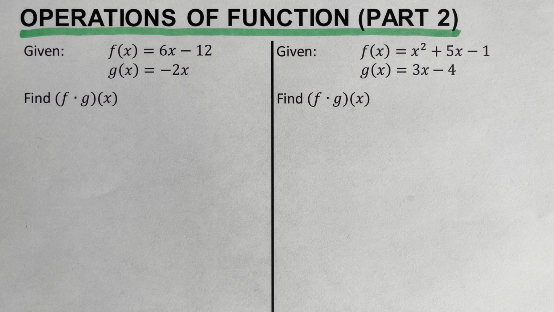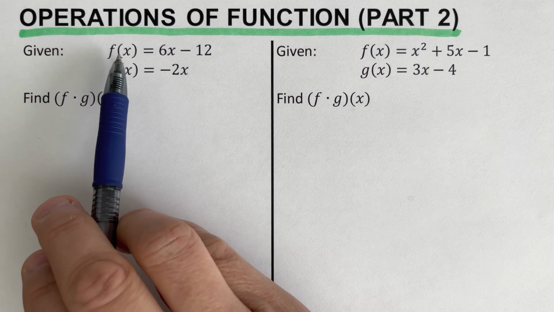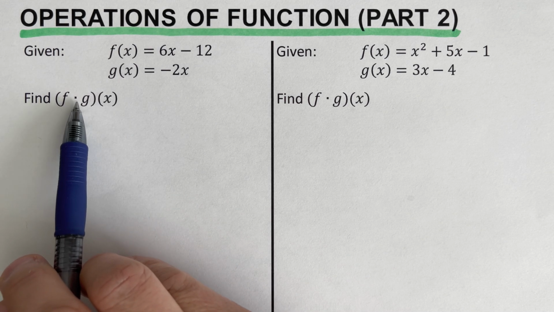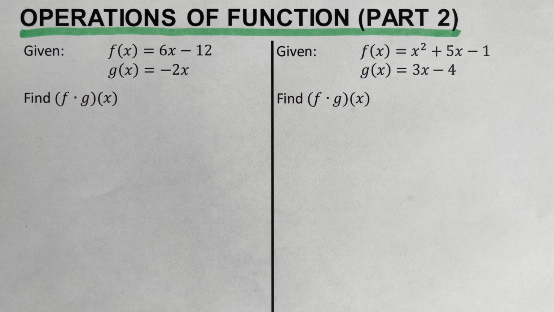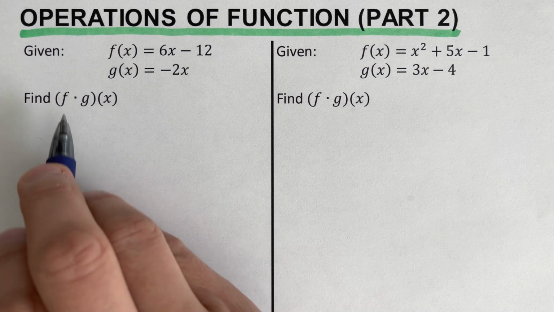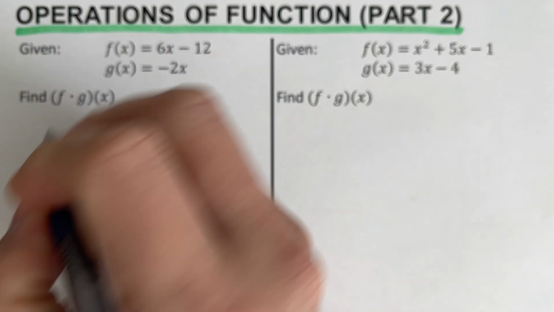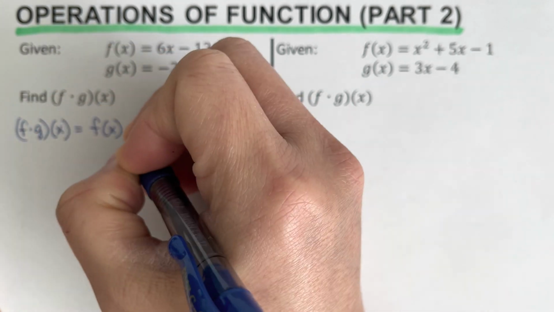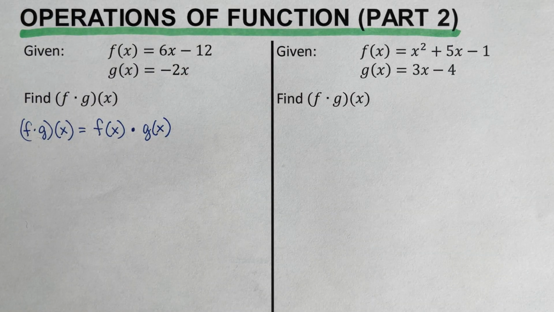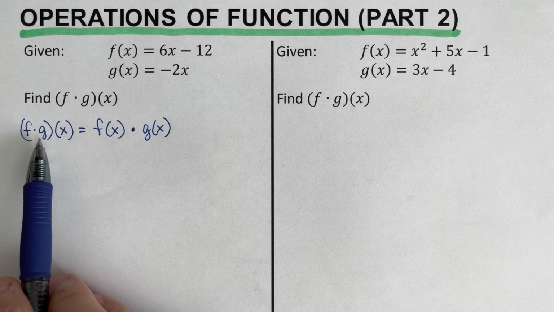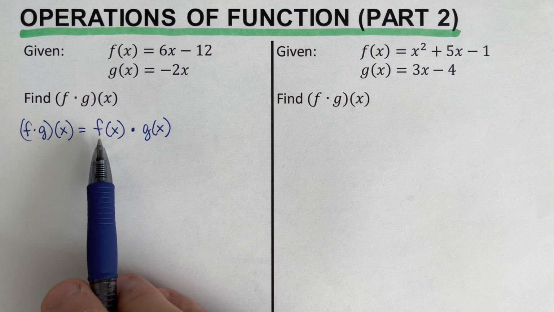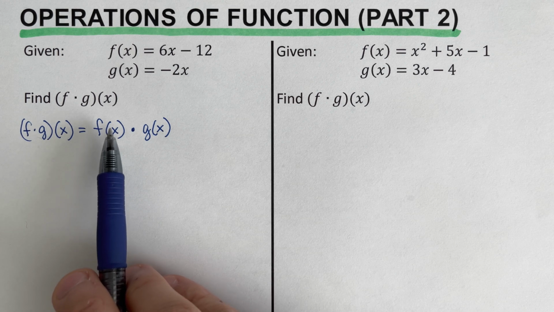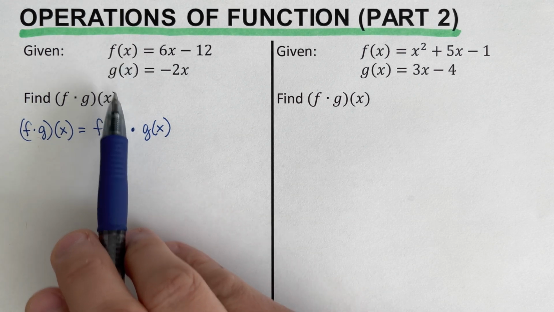Let's take this first example right here. We are given the function f of x and g of x, and we're supposed to find f times g of x. So in this case, f times g of x is just equal to f of x times g of x. So we are going to substitute the values that we got for both f of x and g of x over here.